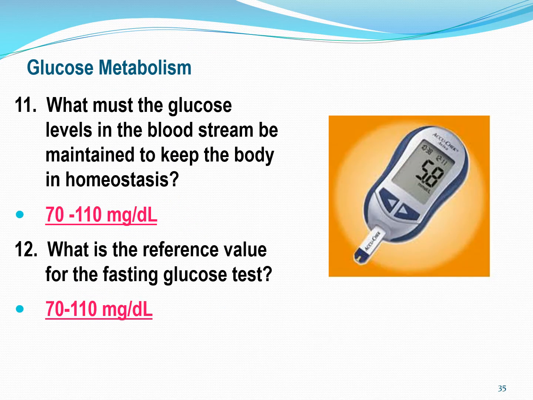What must the glucose levels in the bloodstream be maintained at to keep the body in homeostasis? Because remember, that's the objective: to keep our blood glucose levels in the blood, just in the blood, at a certain milligram per deciliter, so we know this is a safe, balanced way, right? And it needs to be between 70 and 110 milligrams per deciliter. So what is the reference value for a fasting glucose test? Again, 70 to 110 milligrams per deciliter.